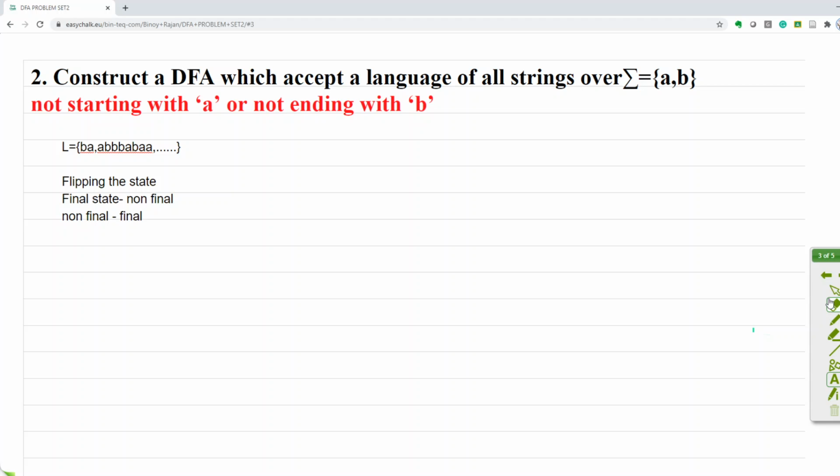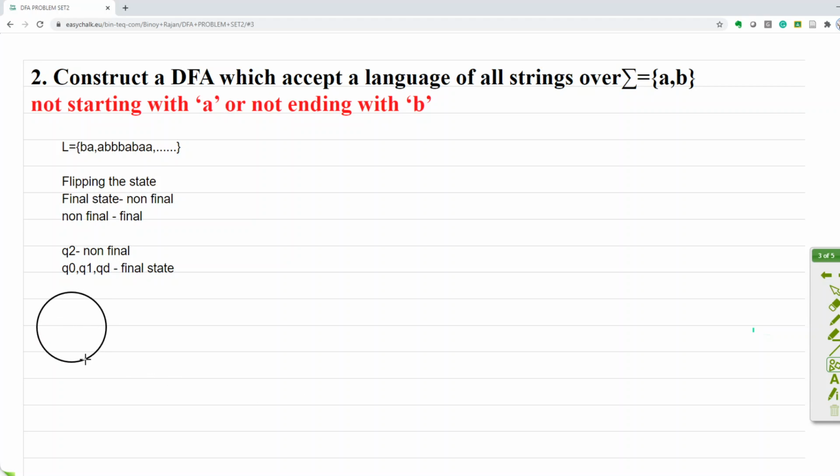So in the example, the final state was Q2. So Q2 will be a non-final state. In this picture, Q2 will be a non-final state. Q1, Q0, and QD will be final states. There is no change in the transition diagram. The transition diagram and the transitions are all the same.